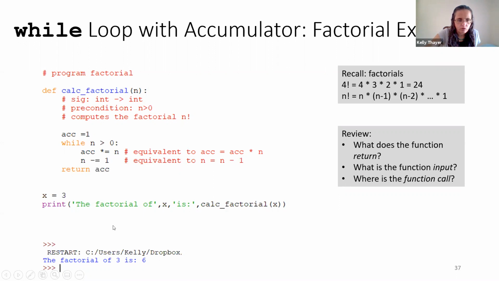So when x equals 3, we can compute the factorial. So the factorial of x is, and here we're calling the function, okay? Here we're going to call the factorial function and send off the value of x, which is 3. And that's going to return that back to print. And here is our answer. It's going to be 6.